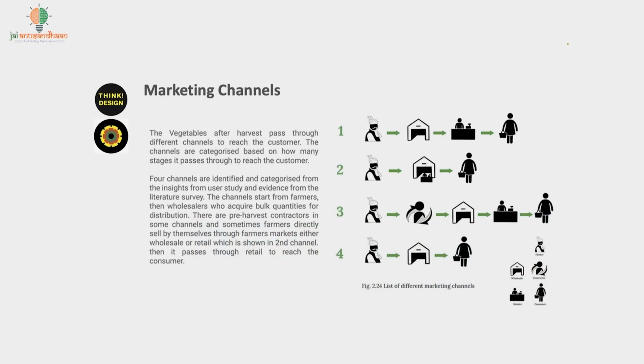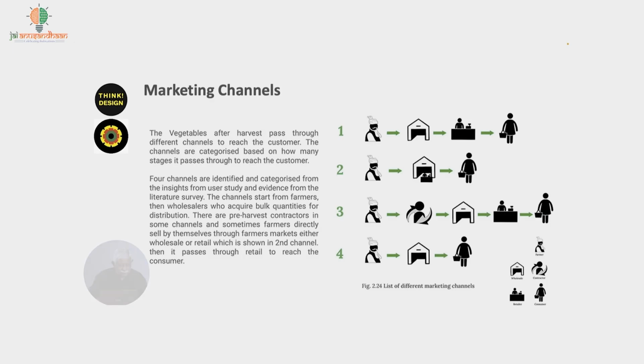If you look at the marketing channels, they are different for different regions and different vegetables. You have the farmer here. Is there a storage place? Sometimes there is, sometimes there isn't. Sometimes there's a middleman, or the shop, and then it goes to the consumer. Sometimes the farmer sells directly to the marketplace, and the consumer buys from there. In the third case, a middleman stores it and distributes it to shops, and then the consumer goes there. So there are different methods in which vegetables are transported from the farmland to the shop and finally to the consumer.